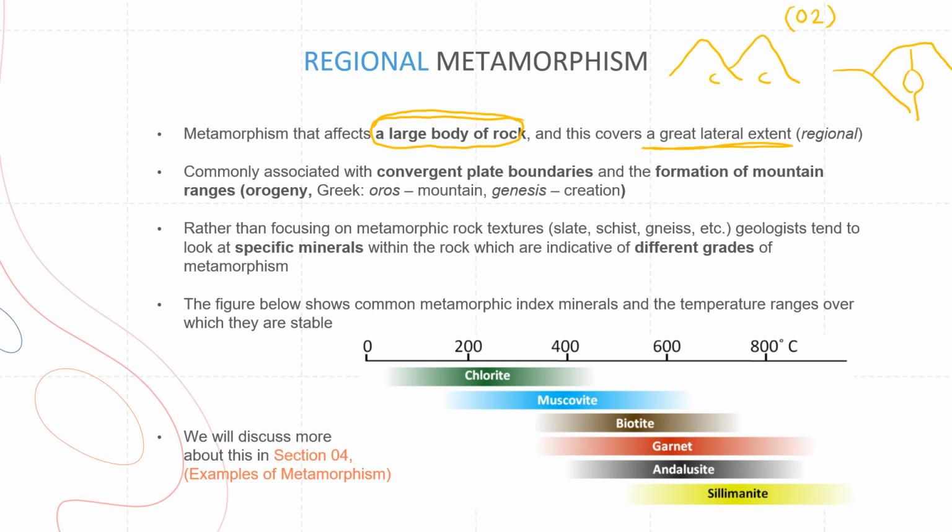If you remember, these regions have strong directional pressure, so we have our foliated rocks here, with different textures such as slate, schist, gneiss, etc. But instead of focusing on these different textures, geologists would look at the different minerals within the rock, which show them the different grades of metamorphism. If we look at the example below, we have these minerals here, and these are what they refer to as metamorphic index minerals.